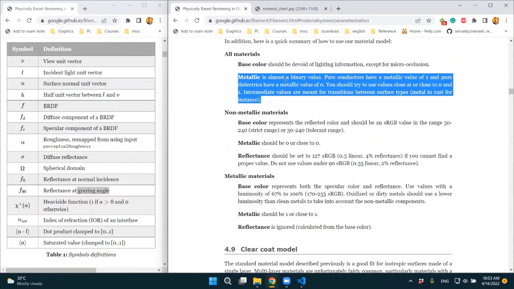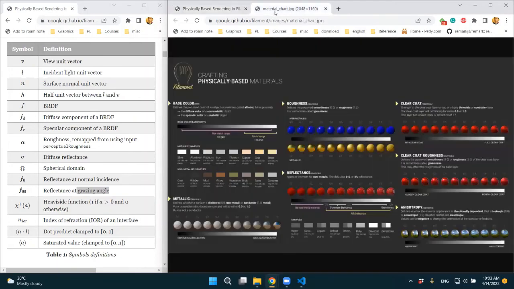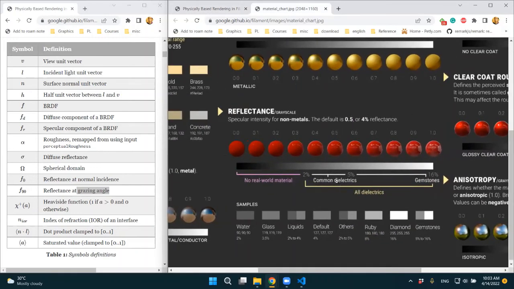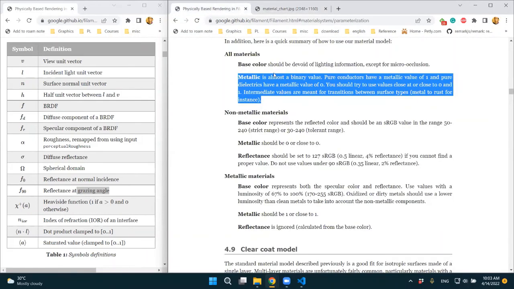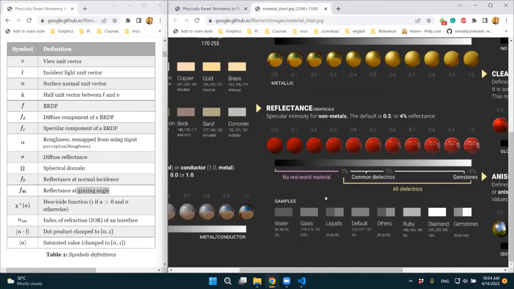Oh, wait, looking at that chart again, they describe reflectance as specular intensity for non-metals. So I guess that is kind of different than diffuse stuff. It's basically how much light is lost for the pure specular, but the lost light doesn't necessarily come back out as diffuse light. It's just lost. So I feel like you could have a really low reflectance, but that doesn't imply that it's diffuse. It just means that you don't get as much light out of it.